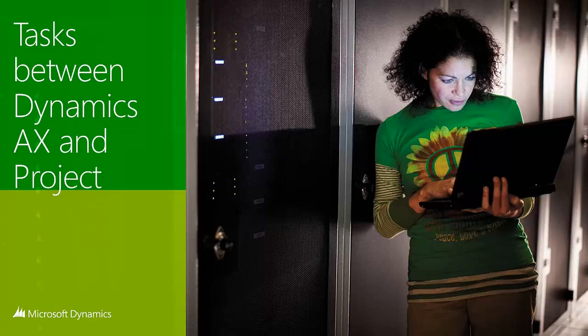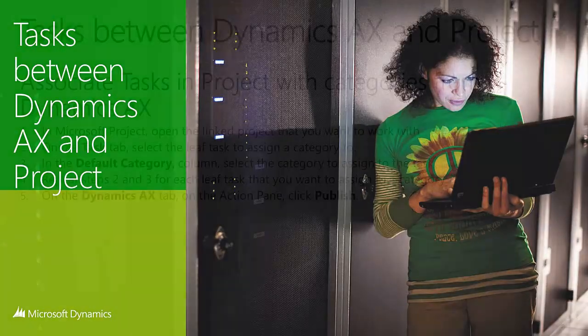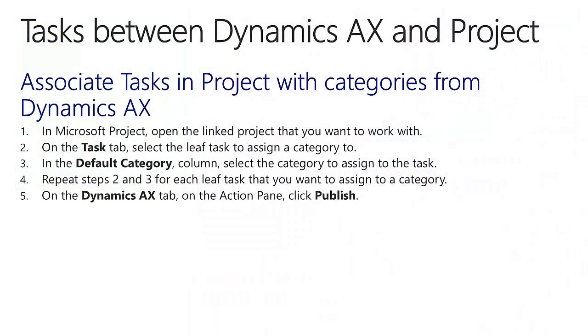Tasks between Dynamics AX and Project. Associating tasks in Project with categories from Dynamics AX. In Microsoft Project, open the linked project that you want to work with. On the Task tab, select a leaf task to assign to a category. In the default category column, select the category to assign to the task. Repeat steps 2 and 3 for each leaf task that you want to assign to a category. On the Dynamics AX tab, on the Action pane, click Publish.